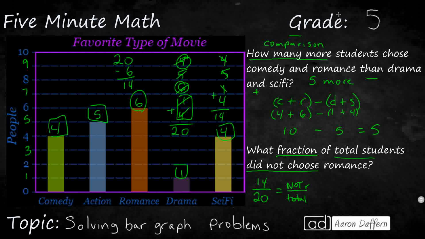But remember in 5th grade, we always have to look, can that fraction be simplified? Both the numerator and the denominator are even, which means we can at least divide by 2. So let's divide numerator and denominator by 2. We get 14 divided by 2 makes 7, and 20 divided by 2 makes 10. There we go. That's our answer.